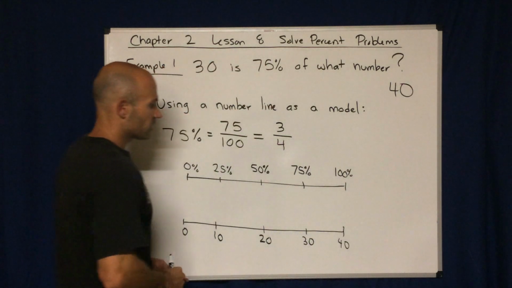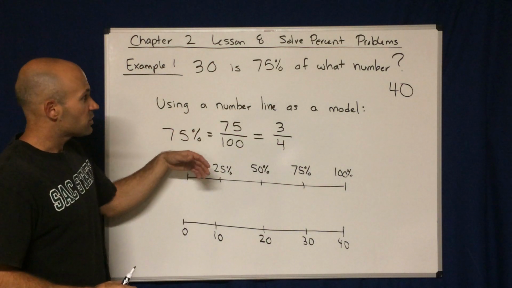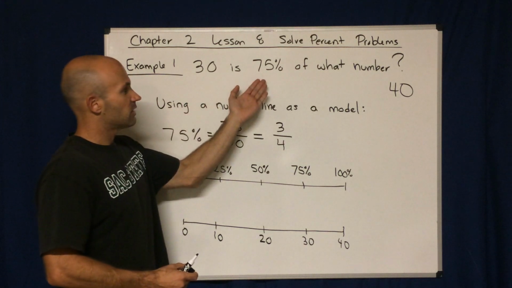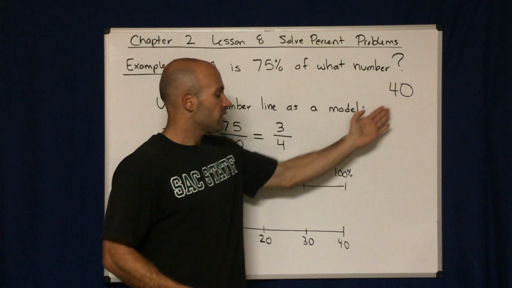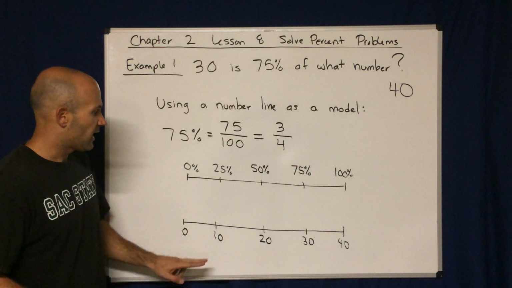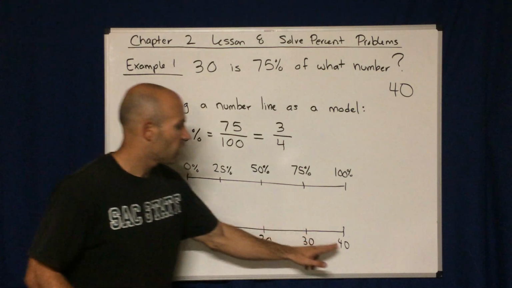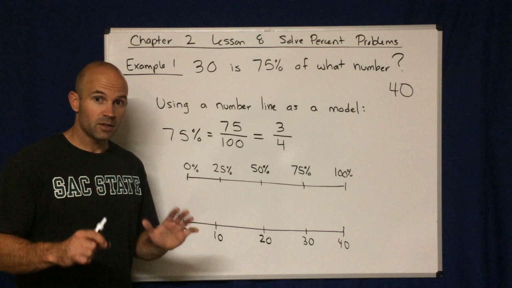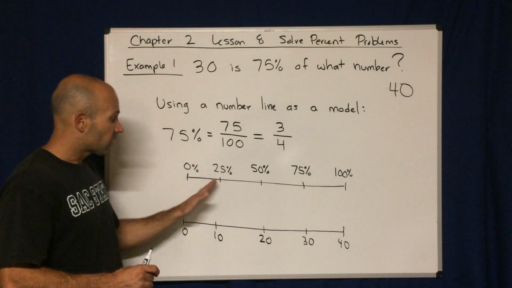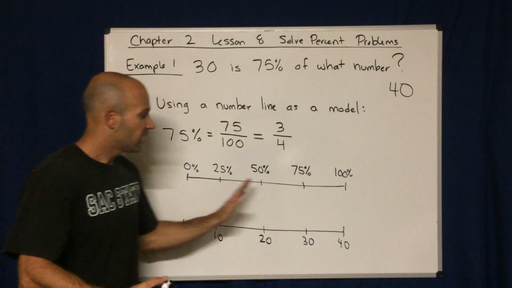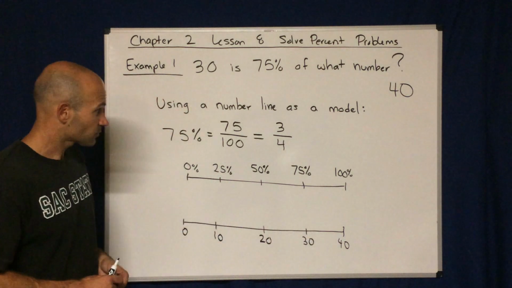What's nice about this picture is that you could then answer other questions. I could say 10 is 25% of what number? And now it would also be 40, because this picture shows that 25% corresponds to 10. 25% of 40 is 10. Another way to say this, which I think is equally important, is thinking of 25% as a fraction, a quarter, and a quarter of 40 is 10.